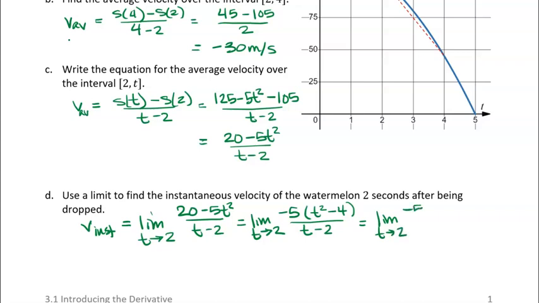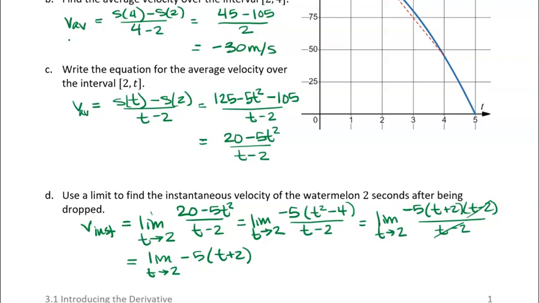And I'm going to go ahead and factor that difference of two squares. So that's going to be t plus 2 times t minus 2. And then you can see where we're going here, because we have a factor of t minus 2 in the denominator and in the numerator. And as long as t is not equal to 2, I can cancel those factors. So let's see what we've got left. The limit as t approaches 2, and what we have left is -5 times t plus 2.